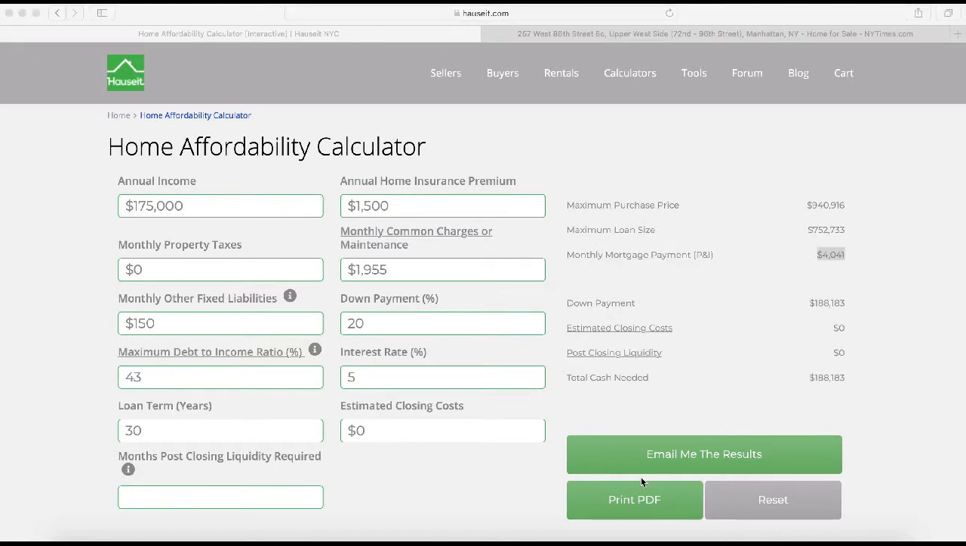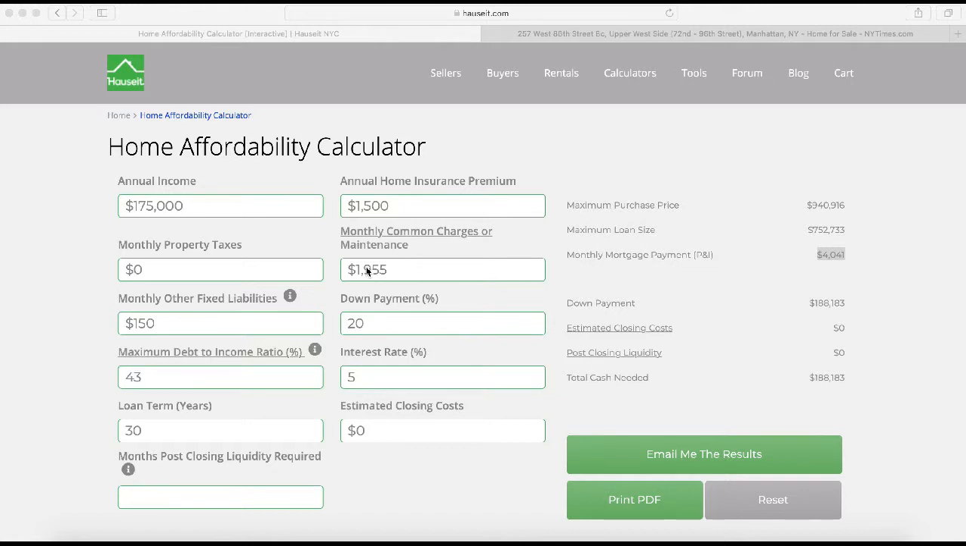Let's say the mortgage payment is $4,000 a month and the maintenance, as in this example, is around $2,000 a month. So the total housing expenses are $6,000. If the co-op requires 1 year of post-closing liquidity, you'd need to have 12 times $6,000, or $72,000. If the co-op requires 24 months, you would need to have double the 72, so you'd need $144,000.